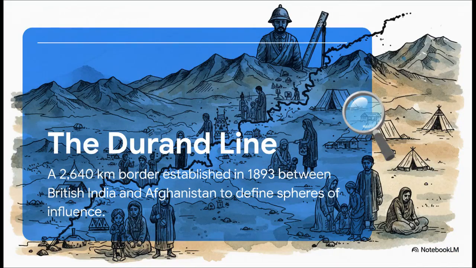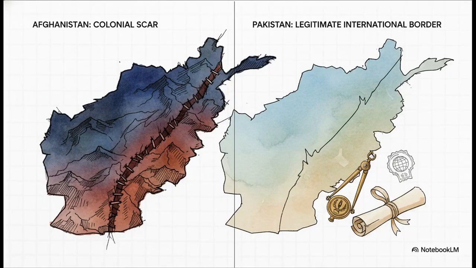And this is it, the Durand Line. Picture this, it's 1893, and a British diplomat essentially draws a border to separate British India from Afghanistan. But here's the huge problem. It wasn't designed around the people who actually lived there. It just sliced right through the homeland of the Pashtun and Baloch peoples, splitting families, tribes, and entire cultures right down the middle.